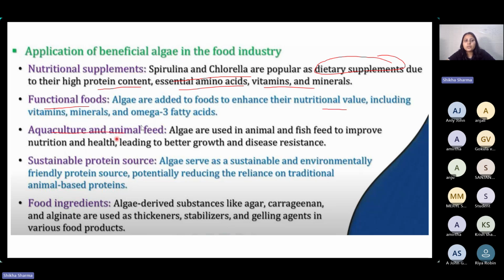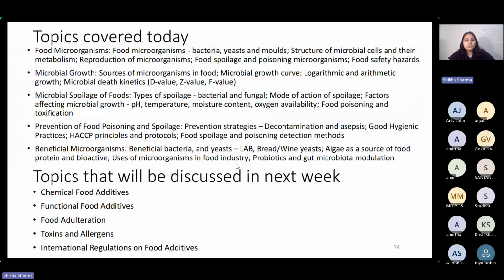They can be used in aquaculture and animal feed, so that the fish which are fed with these algae get good nutrition and good health. They can also be used as a sustainable protein source, different from animal-based proteins. And food ingredients like agar, carrageenan and alginate can be used as thickeners, stabilizers and gelling agents in food products.